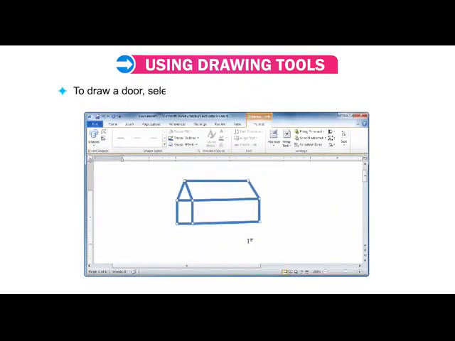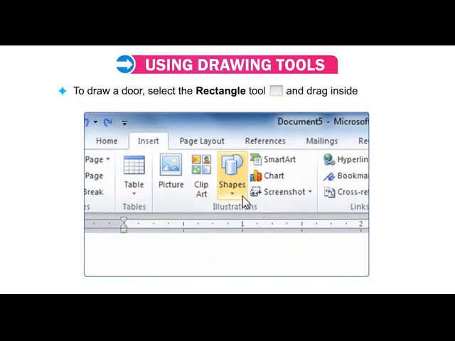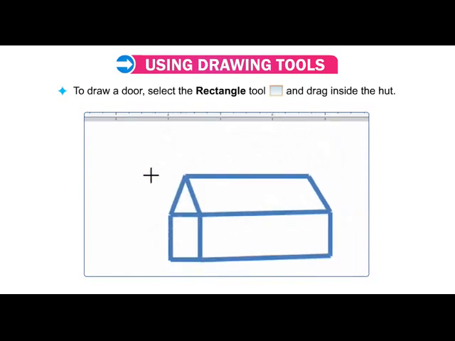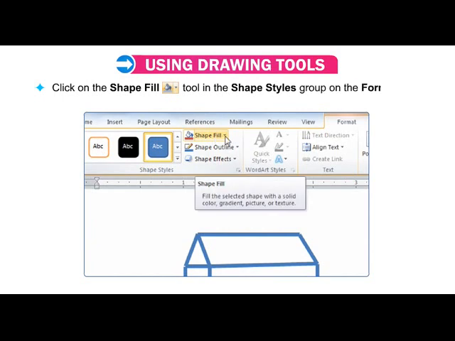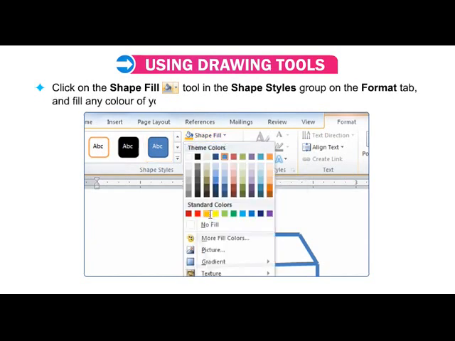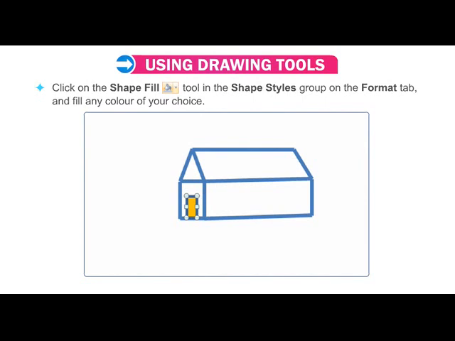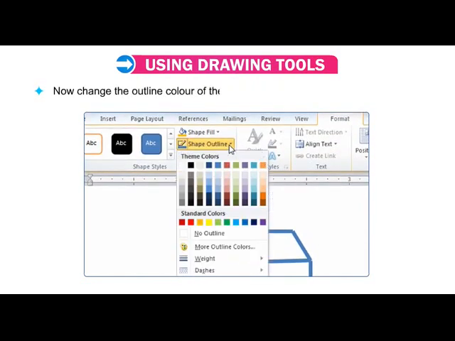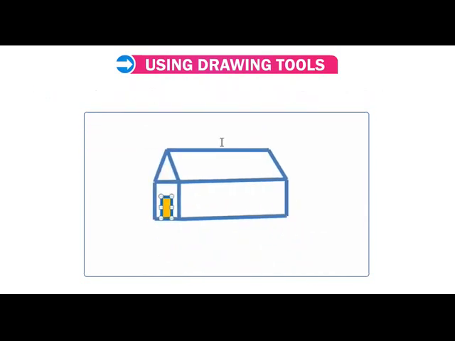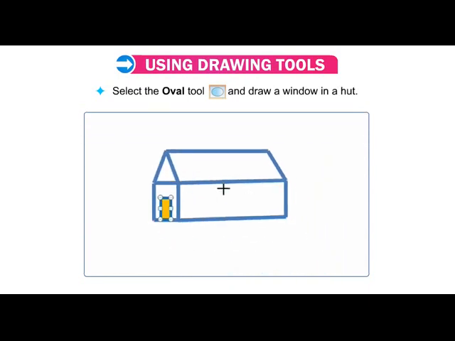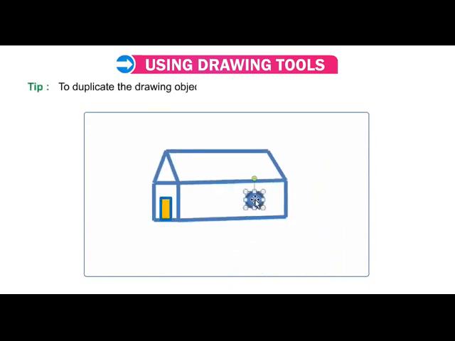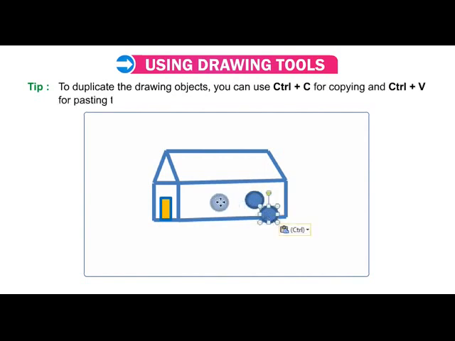To draw a door, select the Rectangle tool and drag inside the hut. Click on the Shape Fill tool in the Shape Styles group on the Format tab and fill any color of your choice. Now change the outline color of the door by selecting the Shape Outline tool. Select the Oval tool and draw a window in a hut. To duplicate the drawing objects, you can use Ctrl+C for copying and Ctrl+V for pasting the objects.